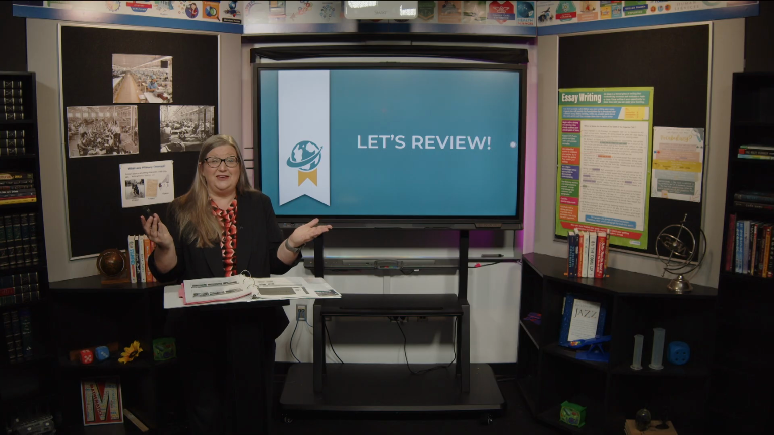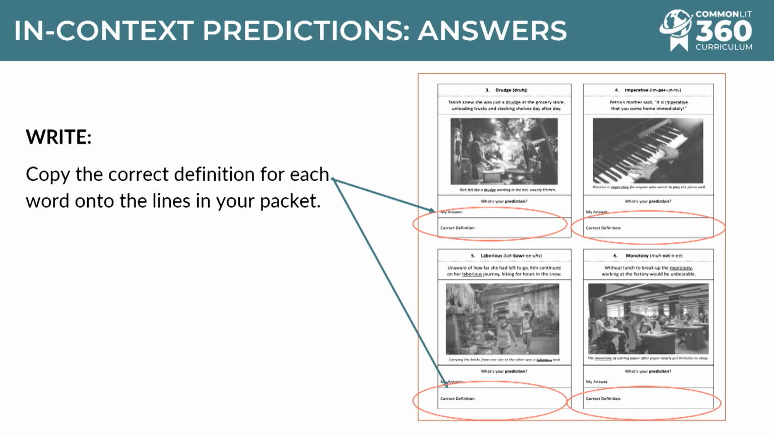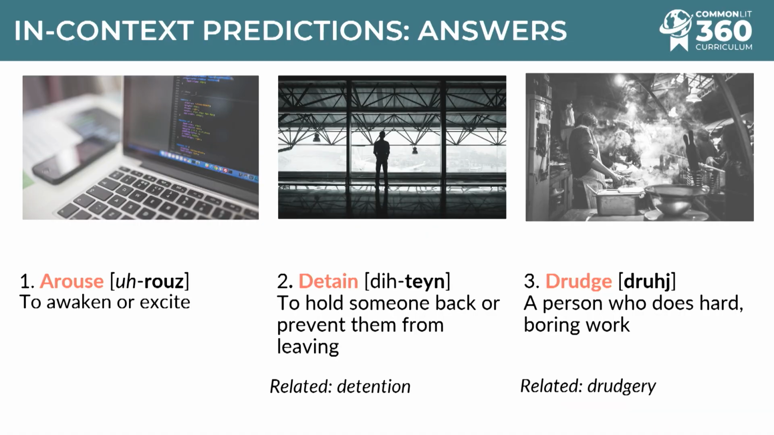Good job. So let's review. All right. So as we go through, I want you to write the correct definition where it says correct definition on your handout. So let's look at the in-context predictions with their answers. The word arouse does mean to awaken or excite. The word detain means to hold someone back or prevent them from leaving. The word drudge means a person who does hard, boring work. And you see there are some related words on the screen as well.